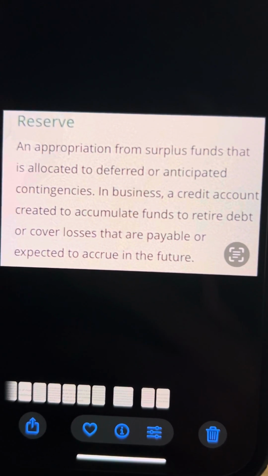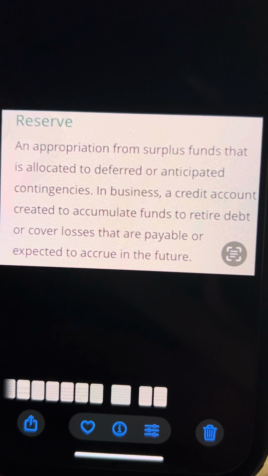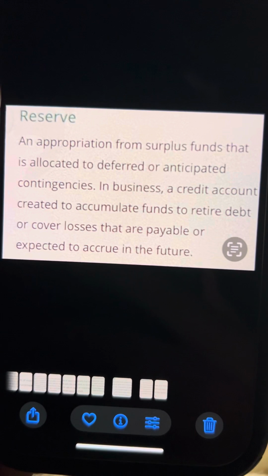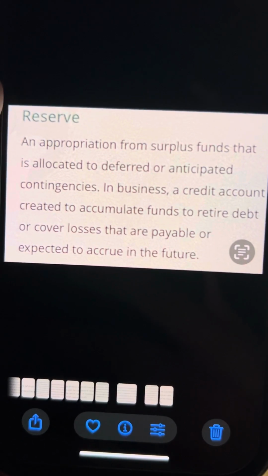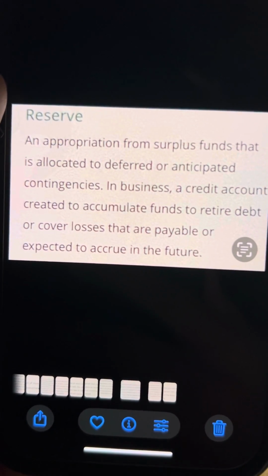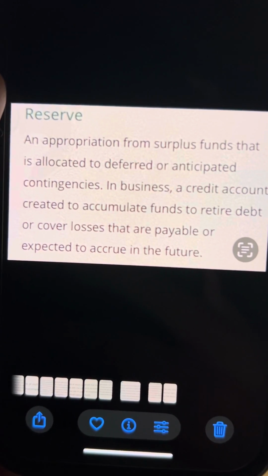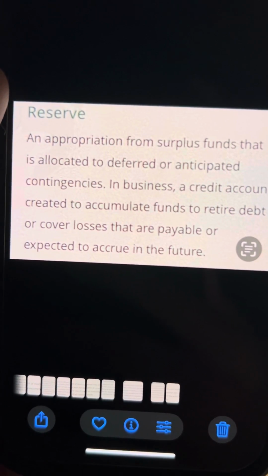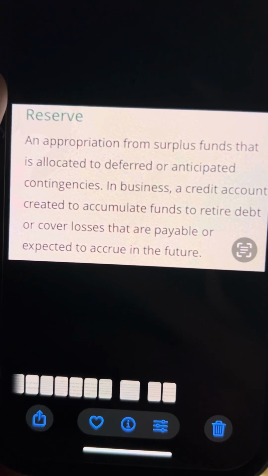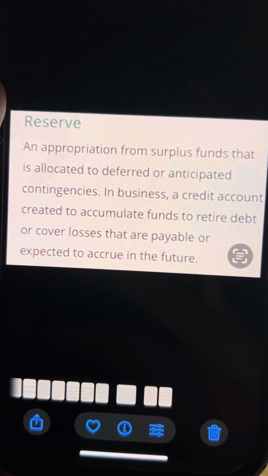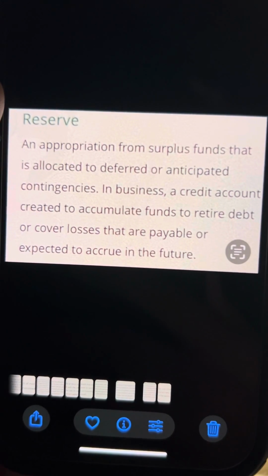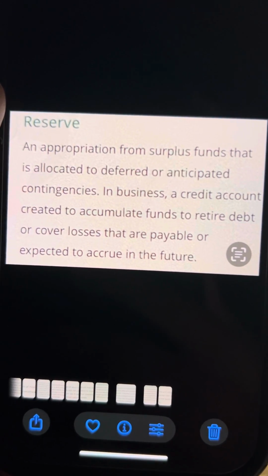Number 13, an appropriation from surplus funds that is allocated to deferred or anticipated contingencies. In business, a credit account created to accumulate funds to retire debt or cover losses that are payable or expected to accrue in the future. The answer is reserve.